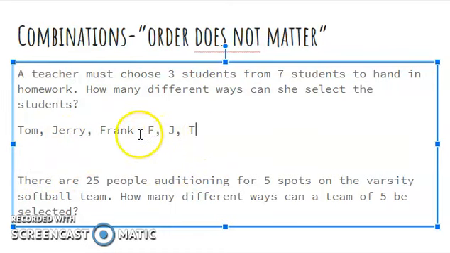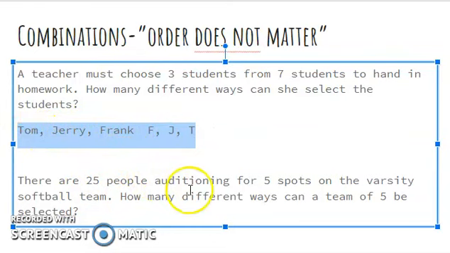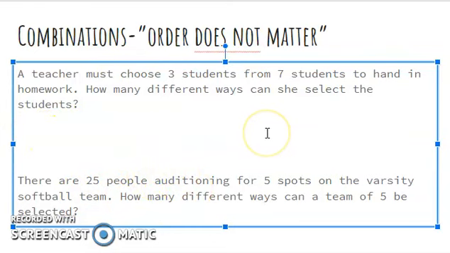But, you know, order doesn't matter in combinations. So we don't count these as separate. And normally in permutations, we would count these as separate. But we just treat this as one, even though in permutations it isn't. So how many different ways can she select the students?